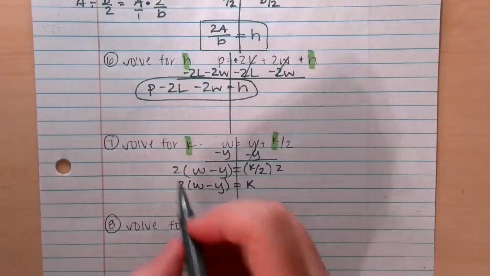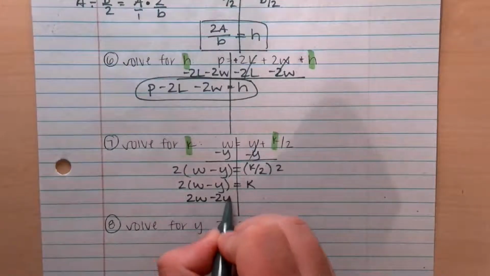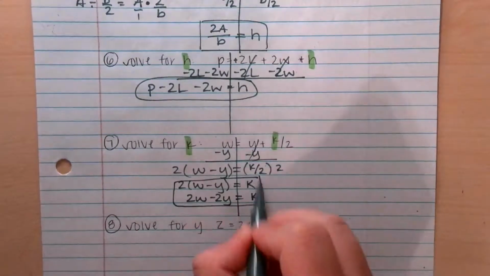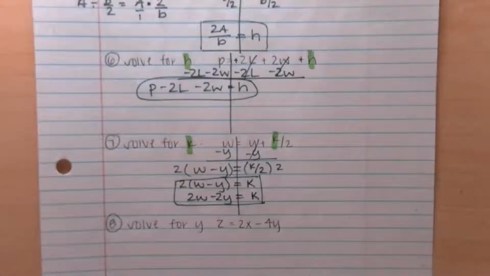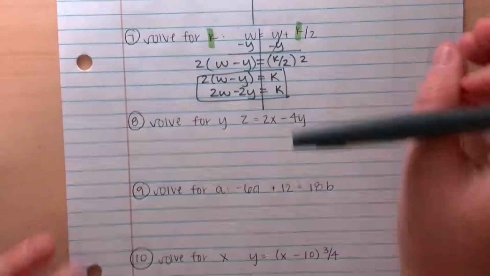If you want, you could distribute that 2 in. So you get 2w minus 2y equals k. Again, these are the exact same thing, so I will accept either answer. Okay, that's kind of the neat thing with these, is there are multiple representations for a lot of these.